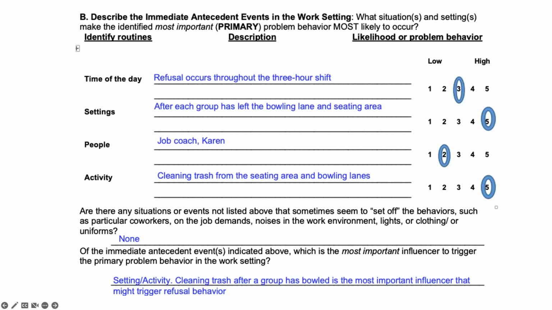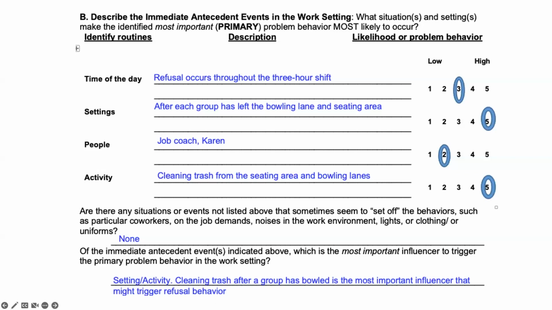And the people that are involved here is the job coach, Karen. And when she asks him to put his phone away, and that's about a 2. And then the activity is when he's asked to clean trash from the seating and bowling areas. And there is a high likelihood that that problem behavior is going to occur when that happens.